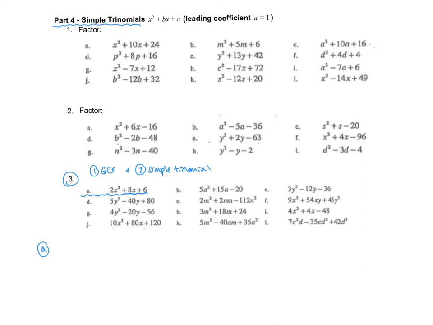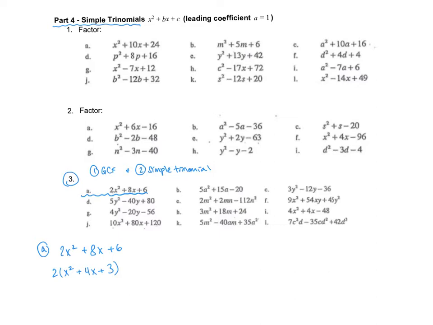Okay? So in this problem, we have 2x squared plus 8x plus 6. And I see that all of this is divisible by 2. So I'm going to divide out the 2, and I'll be left with x squared plus 4x plus 3.